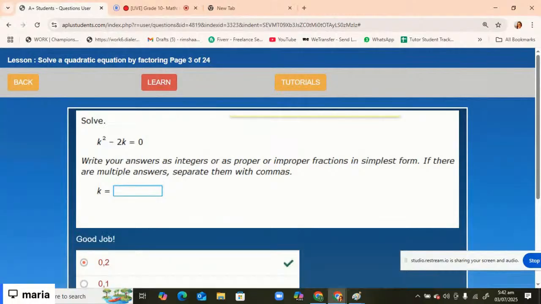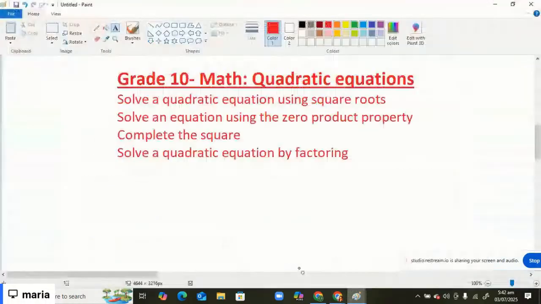Hope you guys understand this lesson as well. So today we discussed grade 10 maths. The chapter we covered is quadratic equations: solve a quadratic equation using square roots, solve an equation using the zero product property, complete the square, and solve a quadratic equation by factoring.